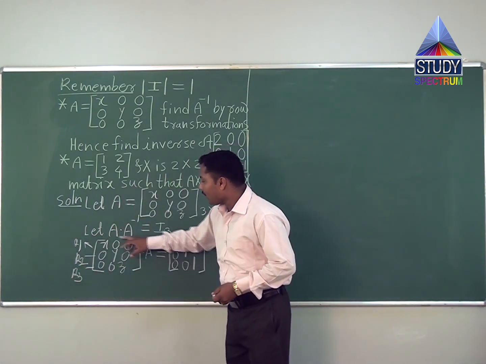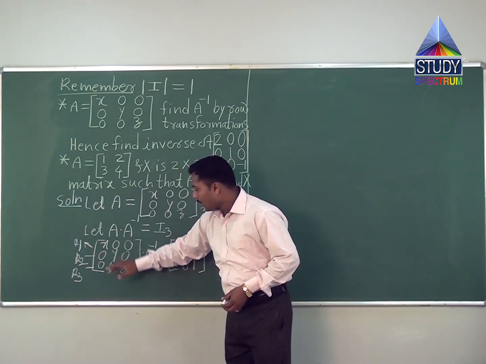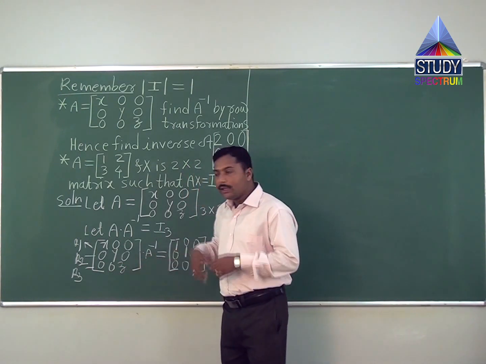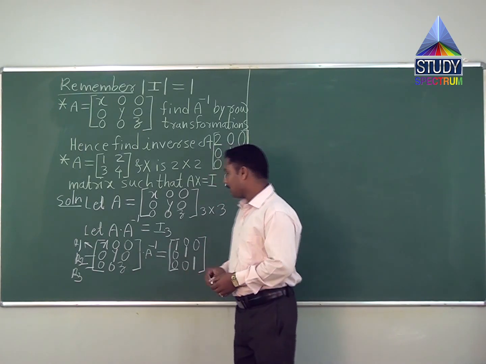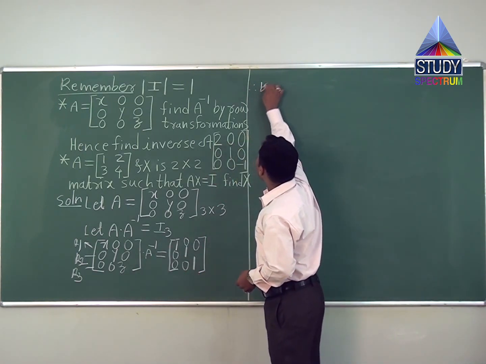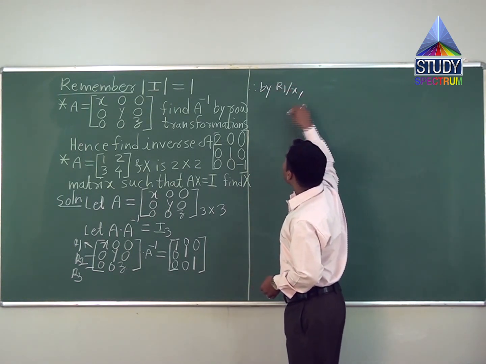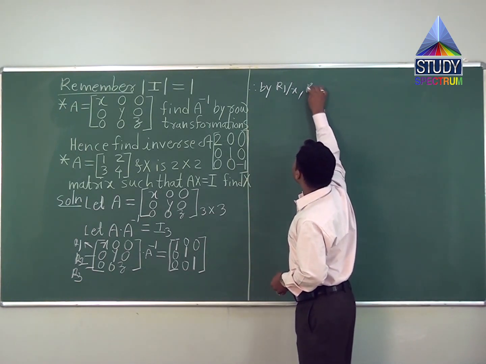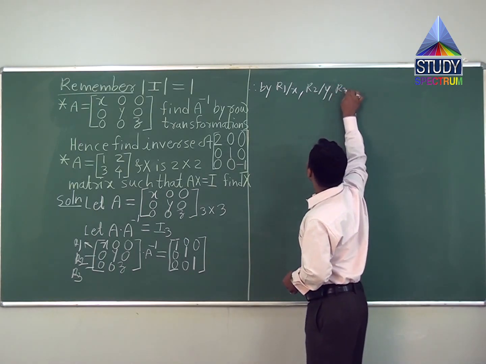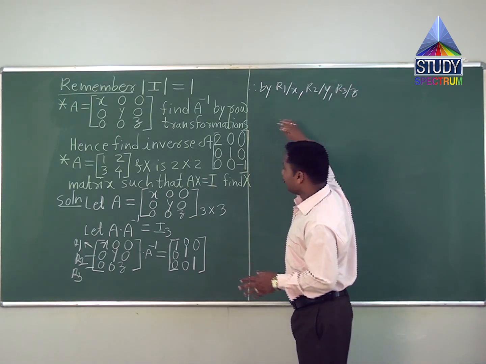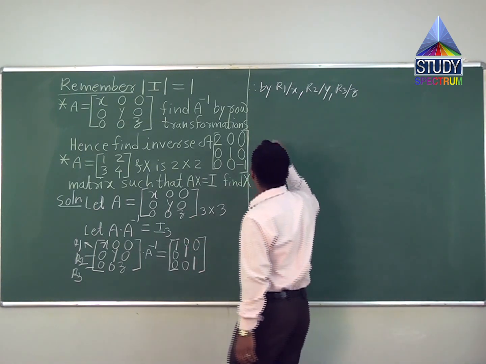So by directly dividing this first row by x, this second row by y, and this third row by z, we get the identity matrix. That is, R1 divided by x, second row divided by y, and third row divided by z. Similarly, these operations operate on the right hand side matrix.